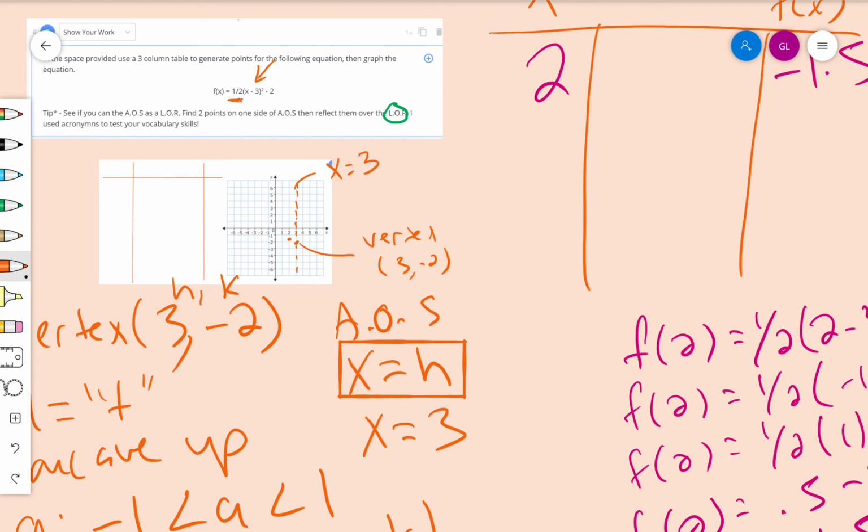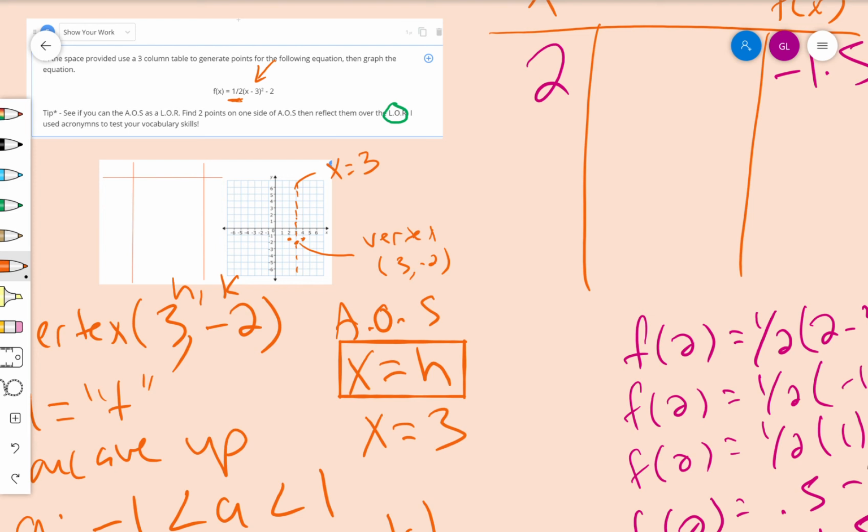But now I have my AOS, right? My AOS is x equals 3, but it also acts as a line of reflection. So now I'm at my point of 2 and -1.5. I'm 1 unit away from the AOS. I'm going to go 1 unit on the other side. So now I have a point at 4 and -1.5. All right, I have 3 points there.